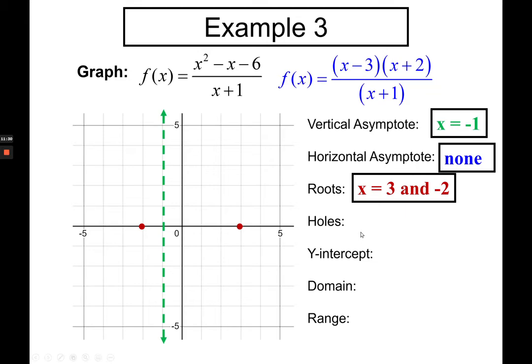Do we have a hole? Since there's no cancelled factor, no hole. Do we have a y-intercept? Well, we can find the y-intercept by substituting 0 for x. So 0 minus 0 minus 6, that is -6, divided by 1 is -6. The y-intercept is -6, so there's a point here.